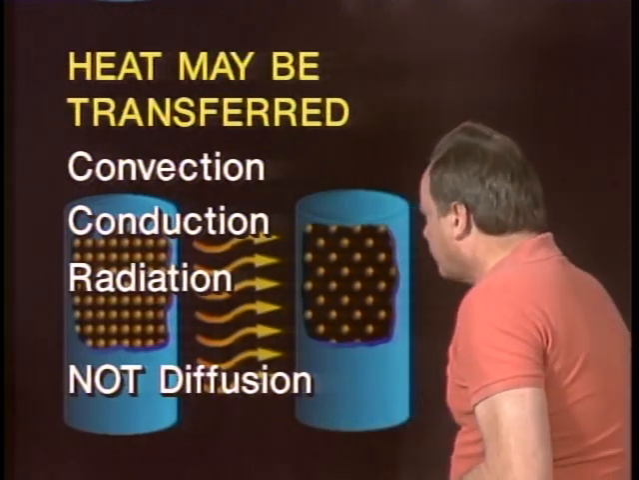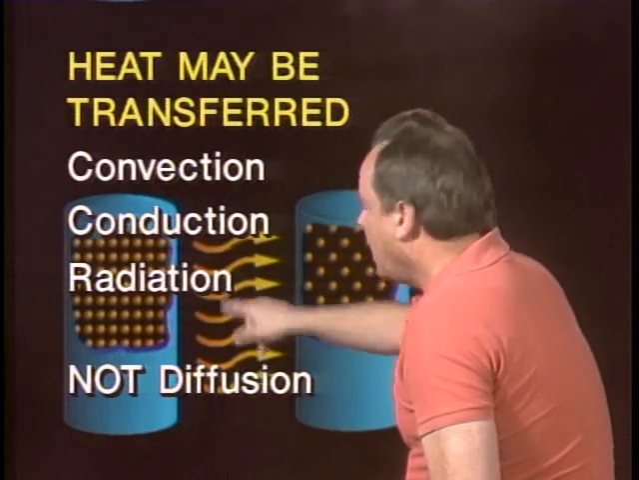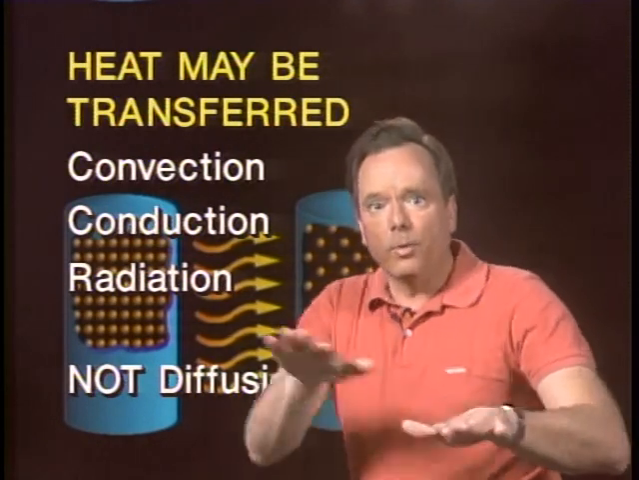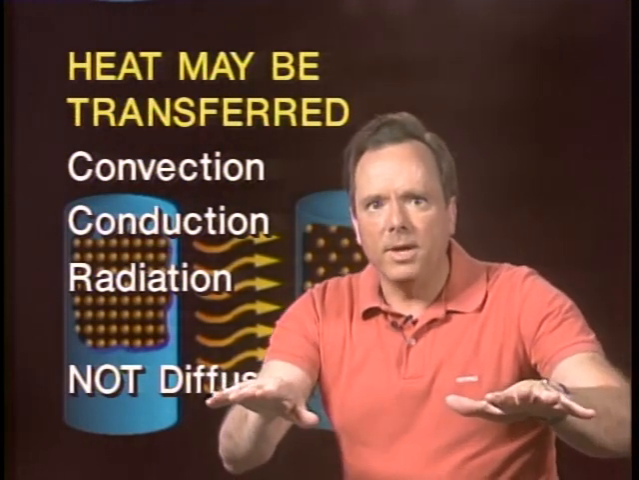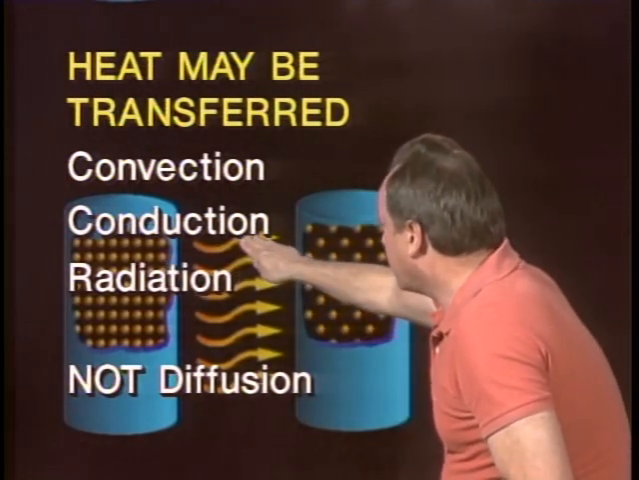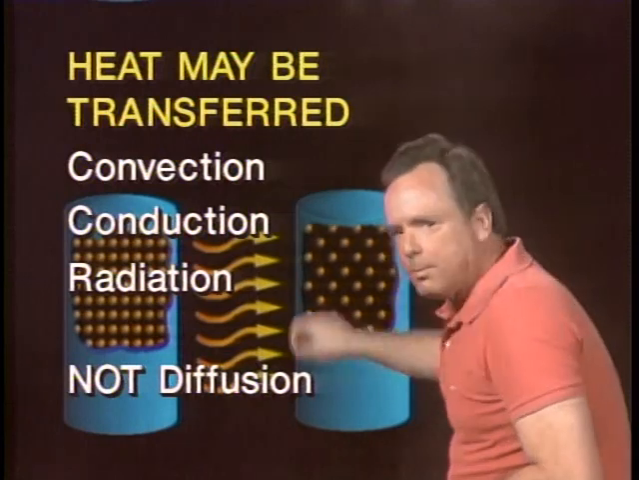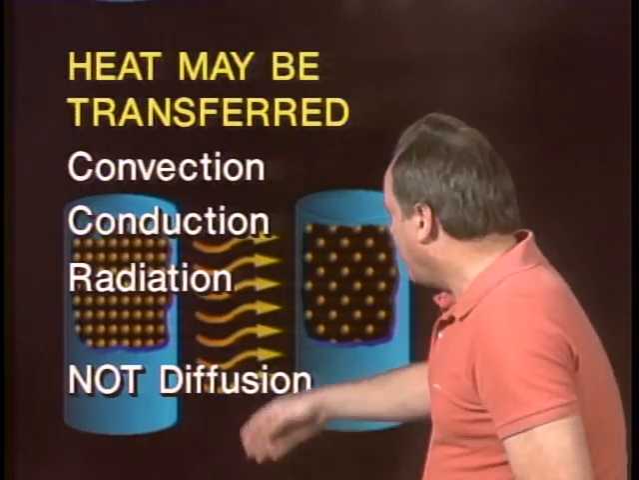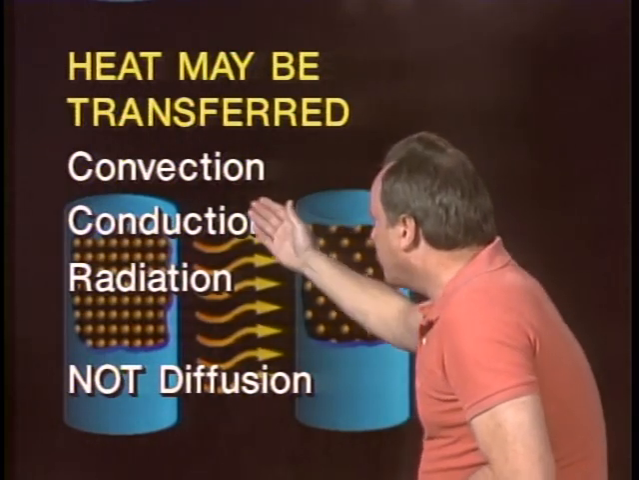Another way you can transfer heat is by conduction. If you have a hot spot on a stove, the rest of the stove will get hot because conduction conducts the heat from one place on the stove to another place. That's from one molecule heating another molecule. That's conduction. And finally, heat may be transferred by radiation.